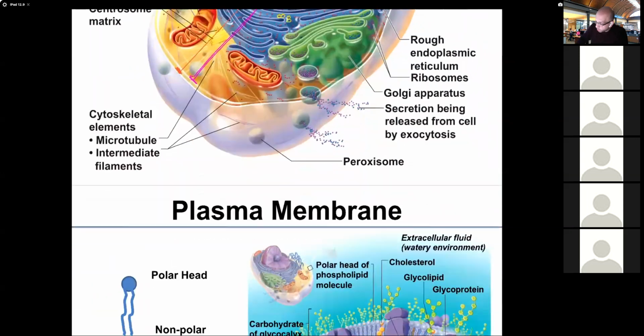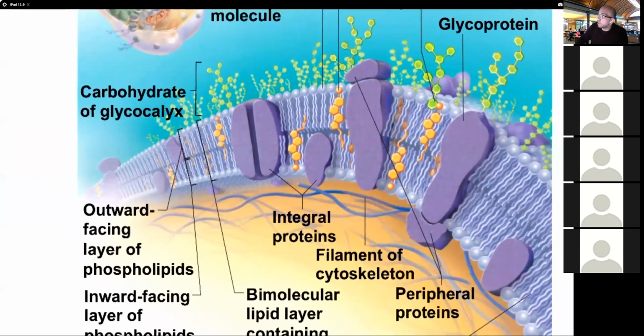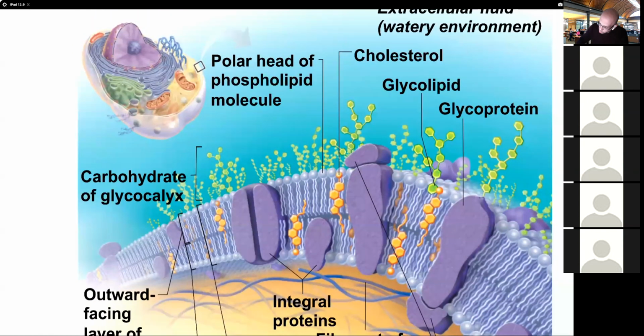If we're looking at the structure of the plasma membrane, we can see that it is formed of two main chemicals: lipids and proteins. We have three types of lipids. The first type of lipids here has a phosphate head and fatty acid tails. This is called phospholipids.